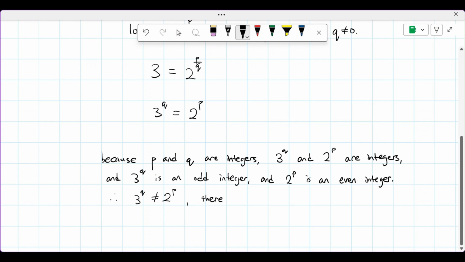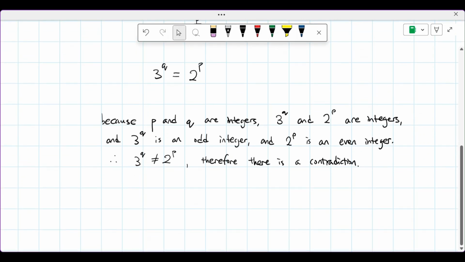Therefore, there is a contradiction. When you're using this method of proof by contradiction, we want to explicitly write down that it is a contradiction, and that we're using the proof by contradiction method. So finally, we can conclude that the original proposition is true by proof by contradiction.